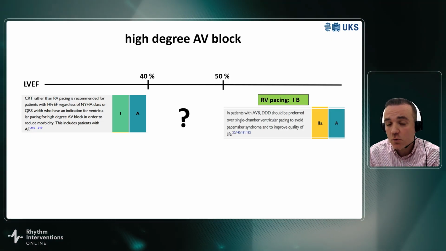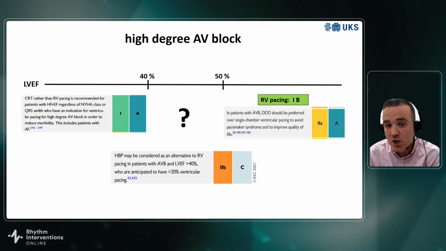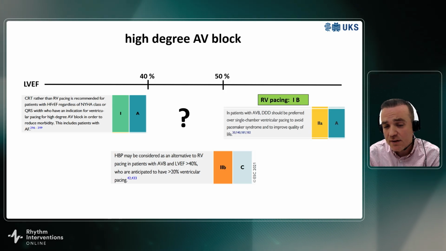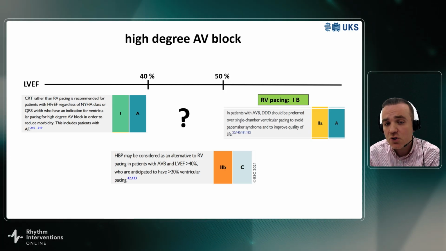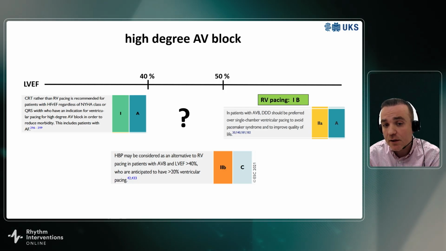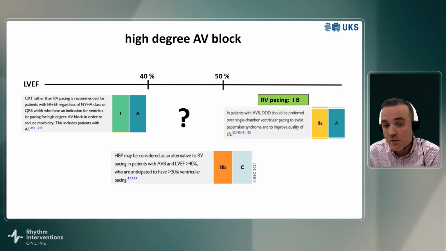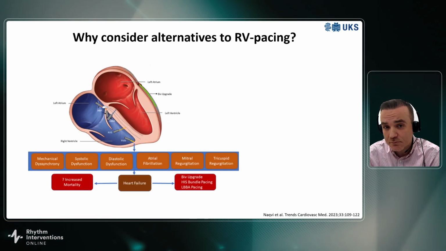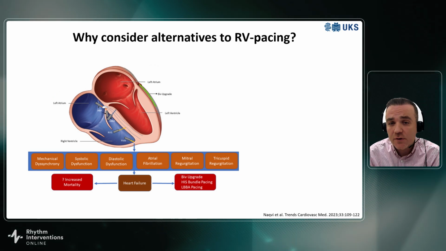And the question was, what should we do if we have a patient with high degree AV block and mildly reduced ejection fraction? If we look at the recent ESC guidelines from 2021, we can see this small recommendation, and it's written that His bundle pacing may be considered as an alternative to RV pacing in patients with AV block and LV function above 40%. And the main question, why should we consider alternatives to RV pacing?